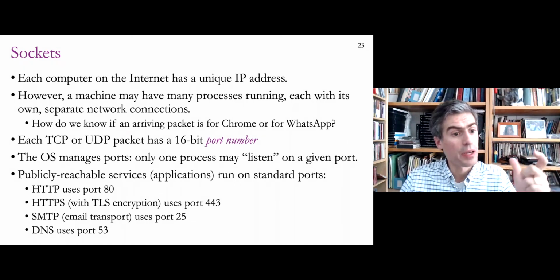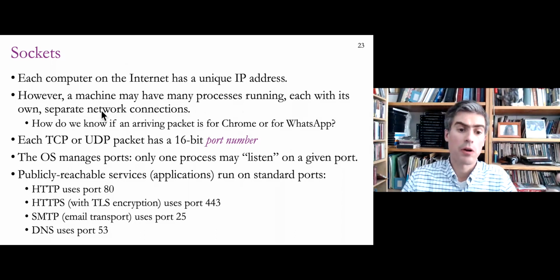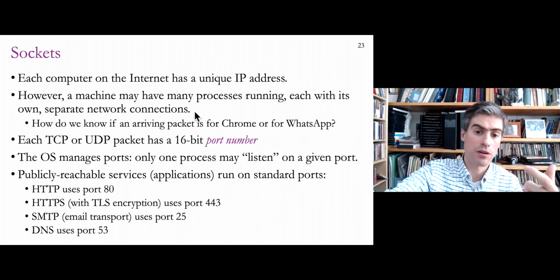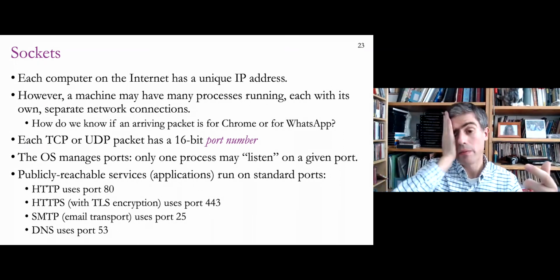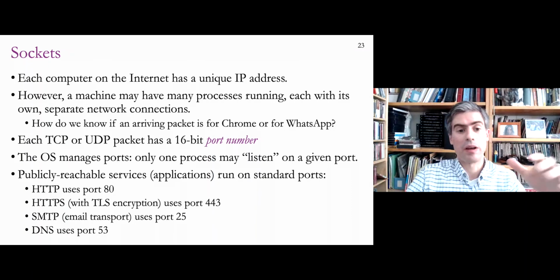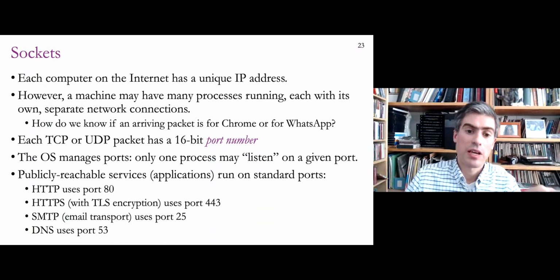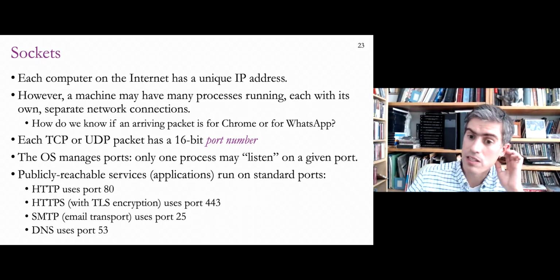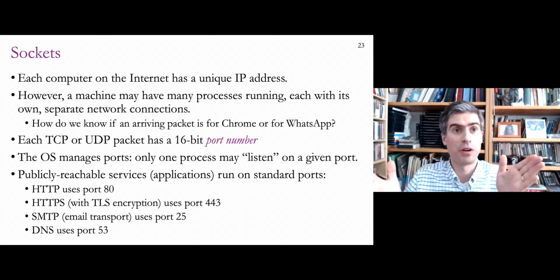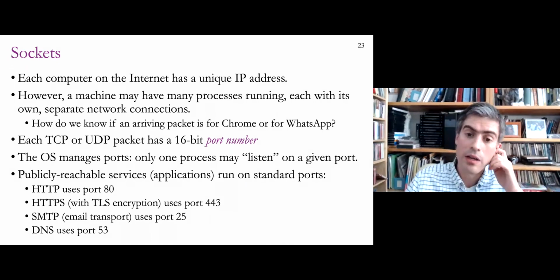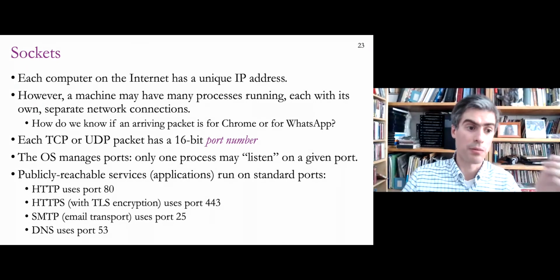That's not enough, though, because we want to build a system where machines can have many network connections at the same time. So if I want to have one machine connected to multiple websites, and I just use the IP address to identify that connection, that's not enough because it doesn't distinguish between all the different programs and all the different network connections that should be able to run at the same time on that computer.